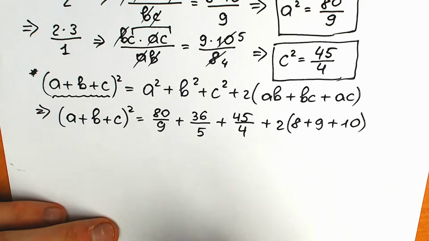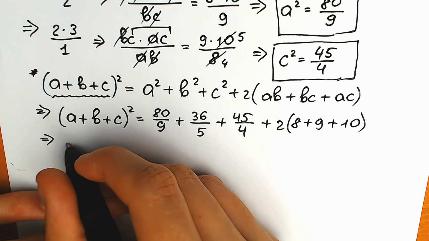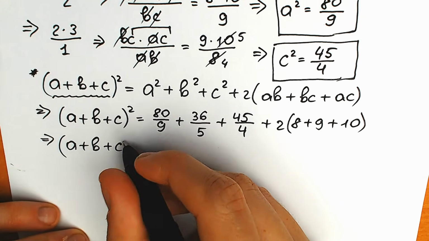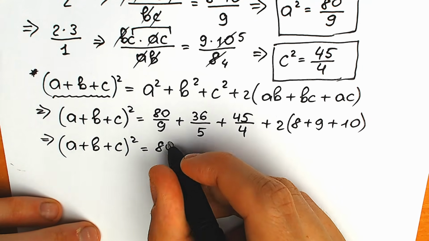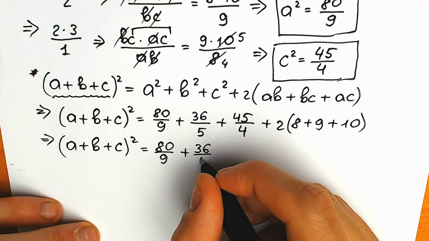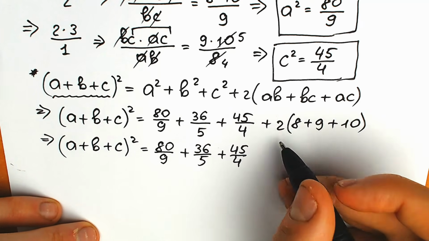Okay, so right now let's simplify this expression, because we need to add fractions. So (a plus b plus c) squared equals, right now I want to write it without any changes, 80 over 9 plus 36 over 5 plus 45 over 4. Let's do the thing right here.